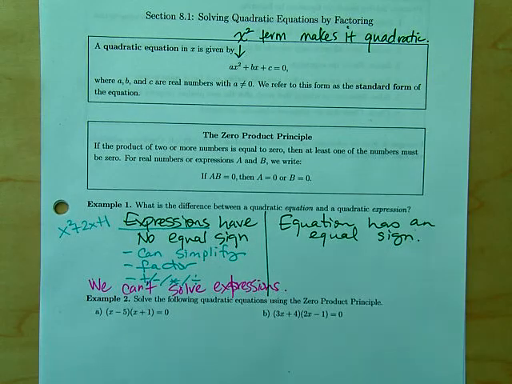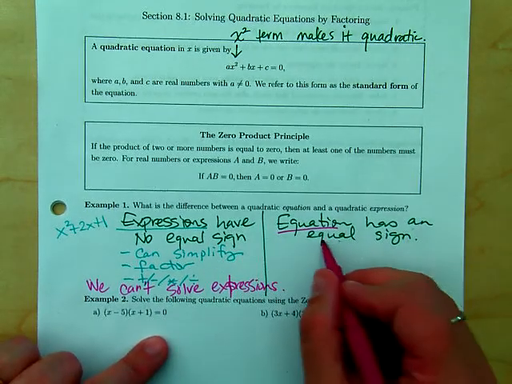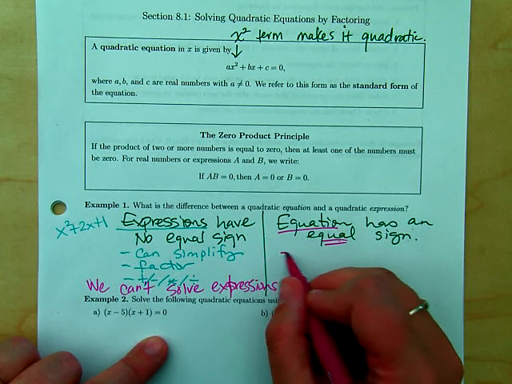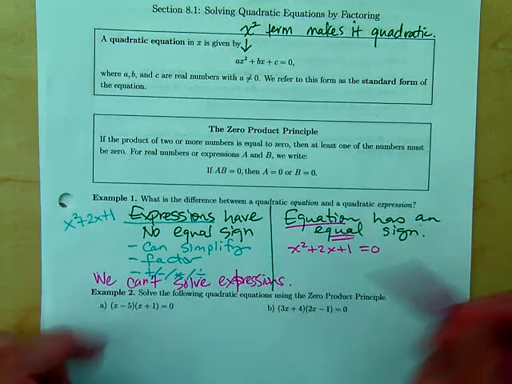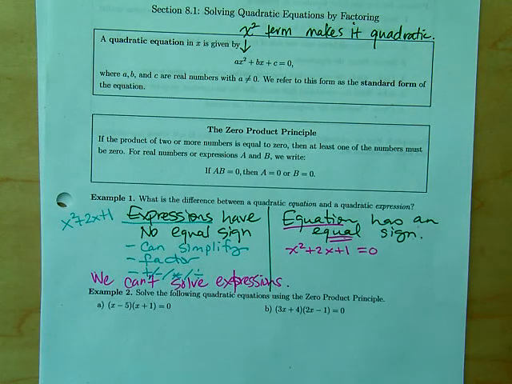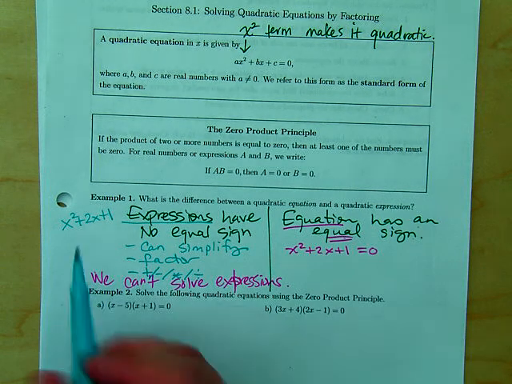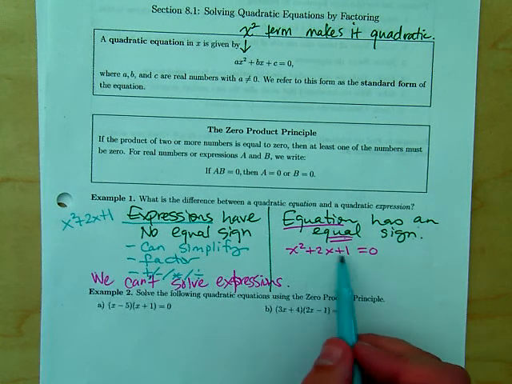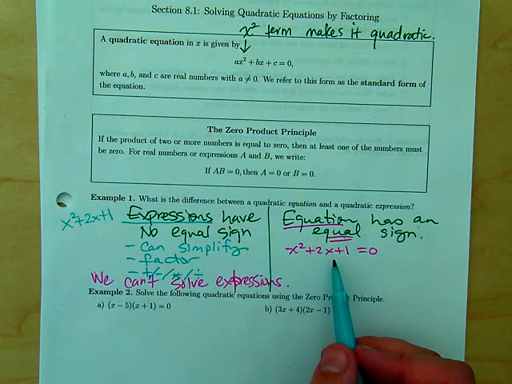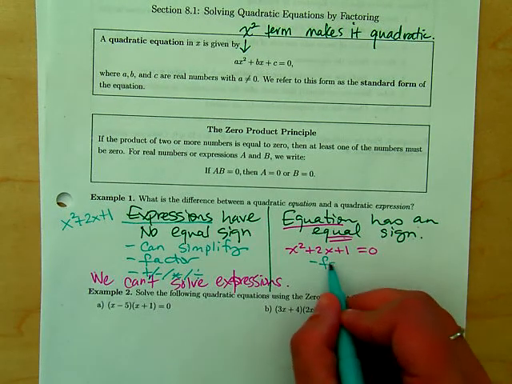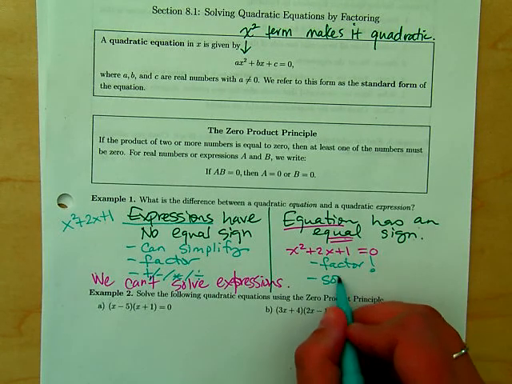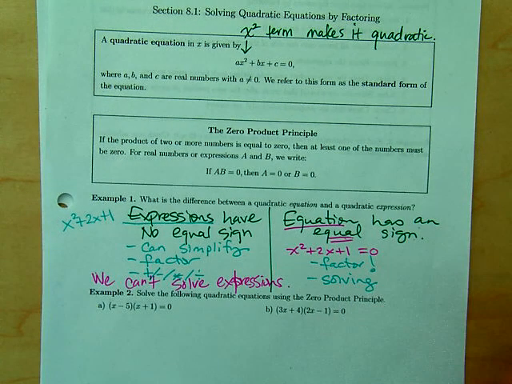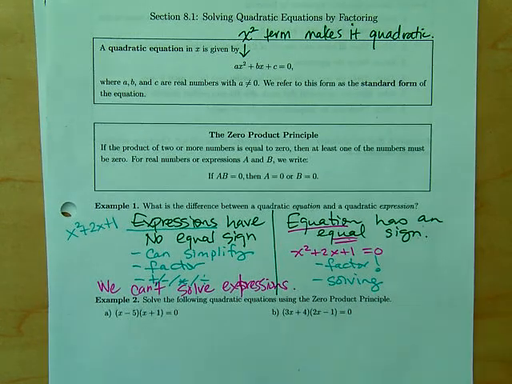Okay, with equations, they do have an equal sign. So it could be something like this: x squared plus 2x plus 1 equals 0. Could we still factor that? Would it be possible? If I can factor this, could I factor this? Yeah, we could factor, and in fact, we're going to be factoring because we're going to be solving. So let me explain how this solving works.